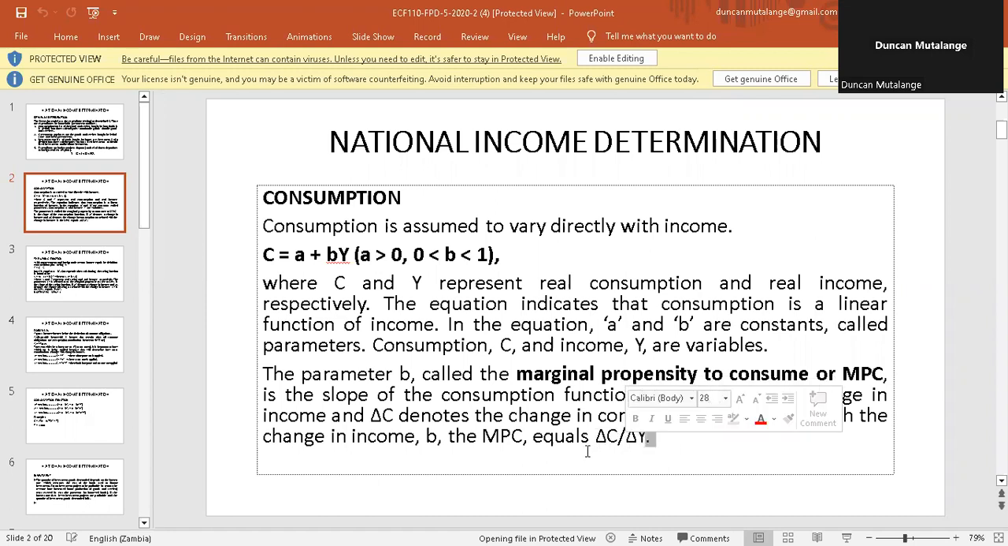I've highlighted this. This is the formula for the MPC. It's change in C over change in Y. But like I said, instead of you trying to memorize it, I said draw the X-Y plane. On the Y-axis, I want you to put consumption there. On the X-axis, put income, which is being represented by the letter Y.